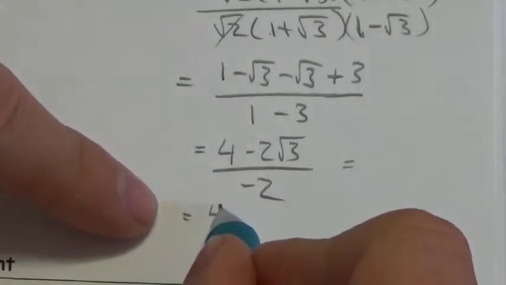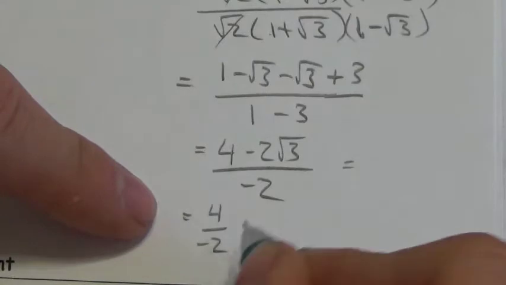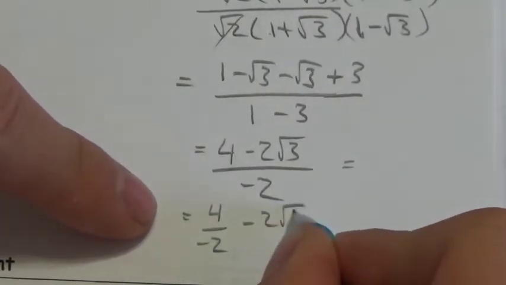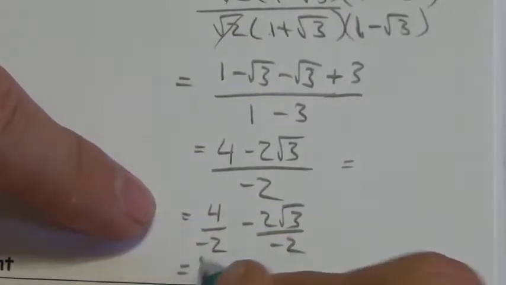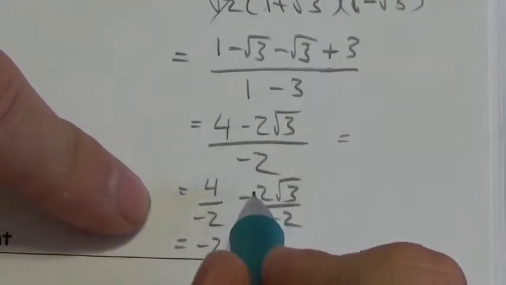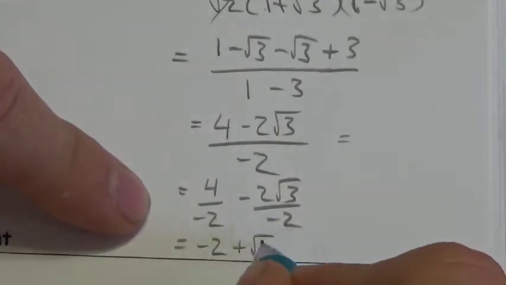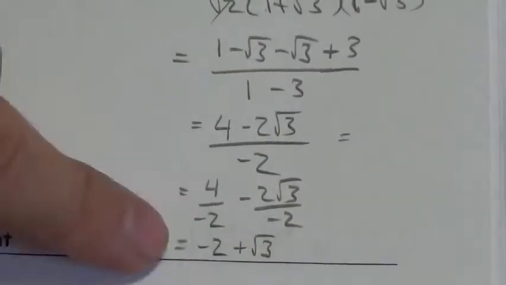But another thing that I could do here is distribute that negative 2 in the denominator to both those terms. So 4 divided by negative 2, minus 2 root 3 over negative 2. 4 divided by negative 2 is negative 2, and then the negatives cancel, so this will become positive root 3. So negative 2 plus root 3.